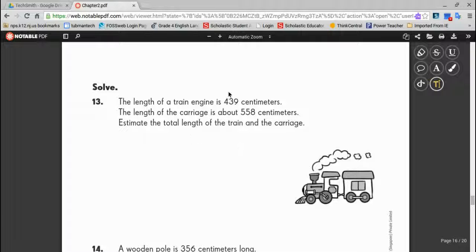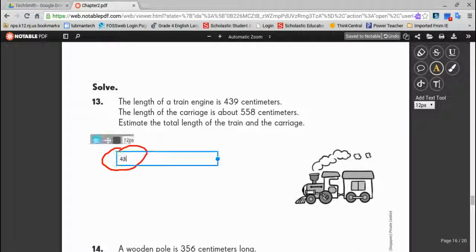So, when we have a word problem, what I like to do is take it one sentence at a time and draw pictures. So the length of the train engine is 439 centimeters. I'm going to draw a simple circle to represent my train engine. I'm going to label that 439. Okay, I have a length, put down.